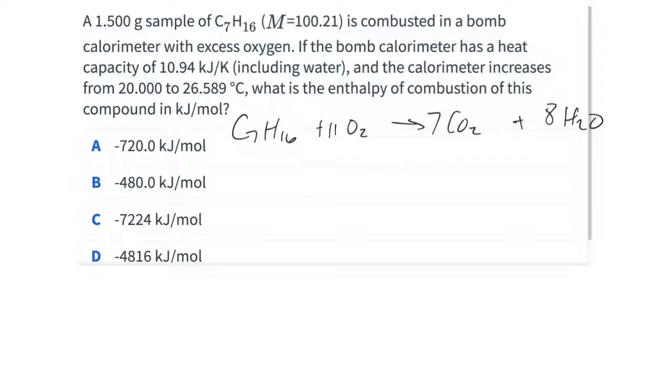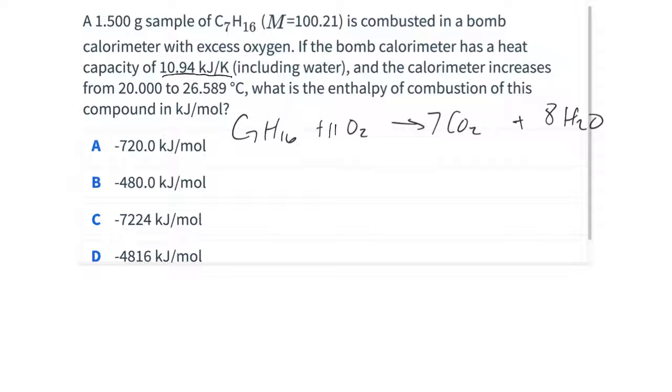The key here from this problem is if we want to try to figure out from the temperature change of our calorimeter, notice the things that we're given here. The bomb calorimeter has a heat capacity of 10.94 kJs per Kelvin. Notice how there's no mass unit. Notice that this isn't a specific heat. This is just an object's heat capacity. So that's the heat capacity of the entire calorimeter, and that includes the water that is surrounding the actual bomb itself.